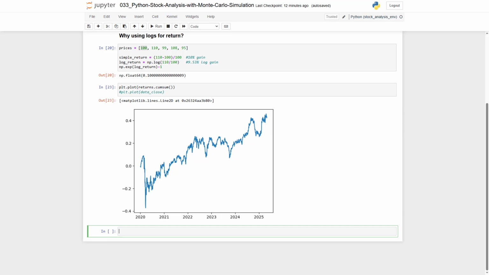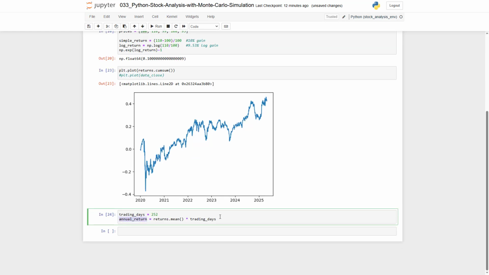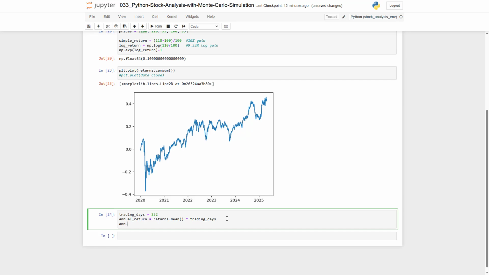So in general, for trading days, it is considered that the year has 252 trading days, so this is what we would be interested in. The annual returns for our calculation should be something like returns.mean times trading days. Fair enough. So let's take a look at the volatility.